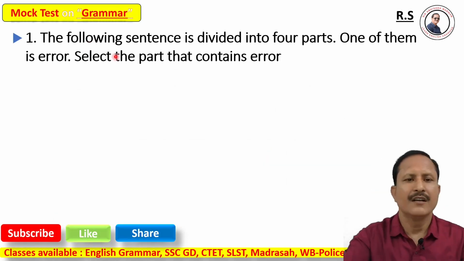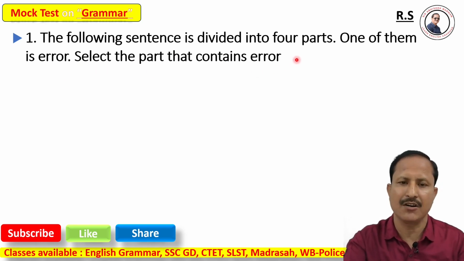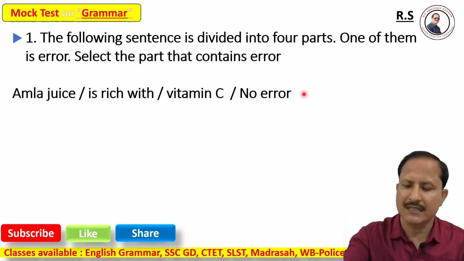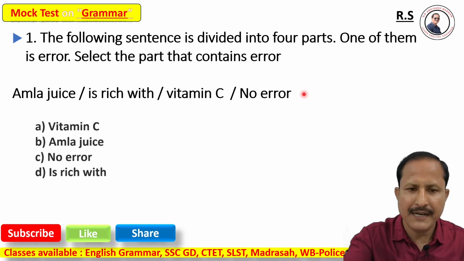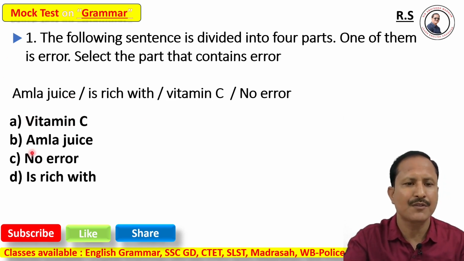First question. The following sentence is divided into four parts. One of them contains an error. Select the part that contains the error. The given sentence is: Amla juice is rich with vitamin C, no error. Here, you will be provided four options. Option A, vitamin C. Option B, Amla juice. Option C, no error. Option D, is rich with.